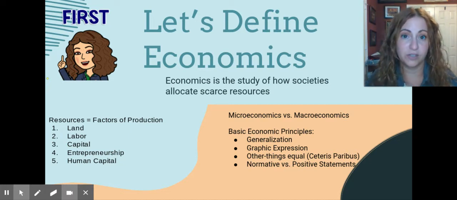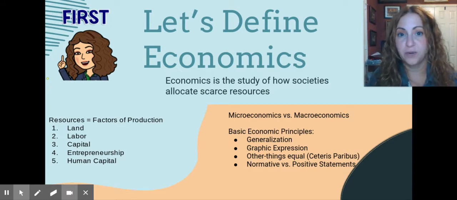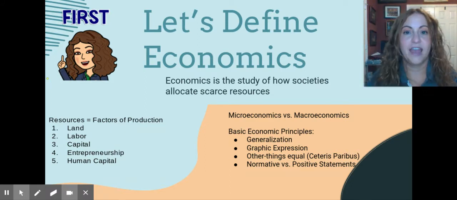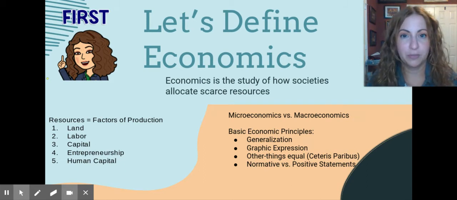And resources, well, there's lots of different types of resources. But for economists, we're going to classify them into the 5 categories, and they're listed on the screen. Resources, and from now on, we're probably going to use the term factors of production. The FOPs, the factors of production, the things you need in order to produce. And they are land, labor, capital, entrepreneurship, and human capital.